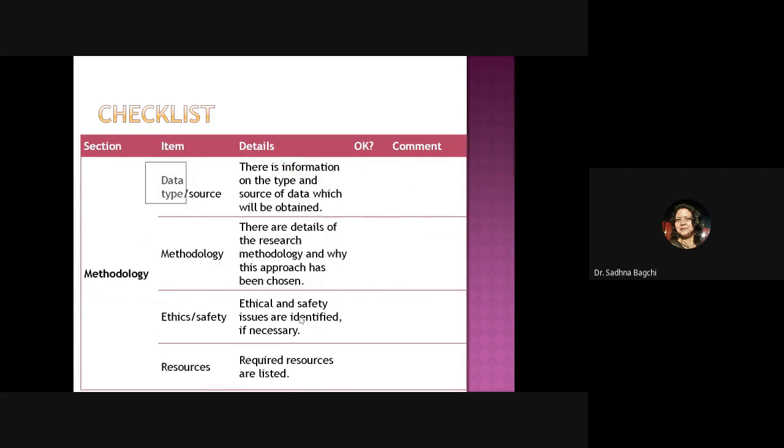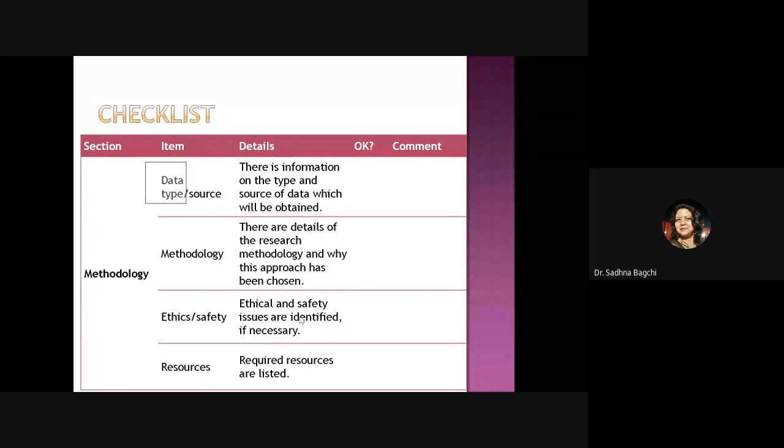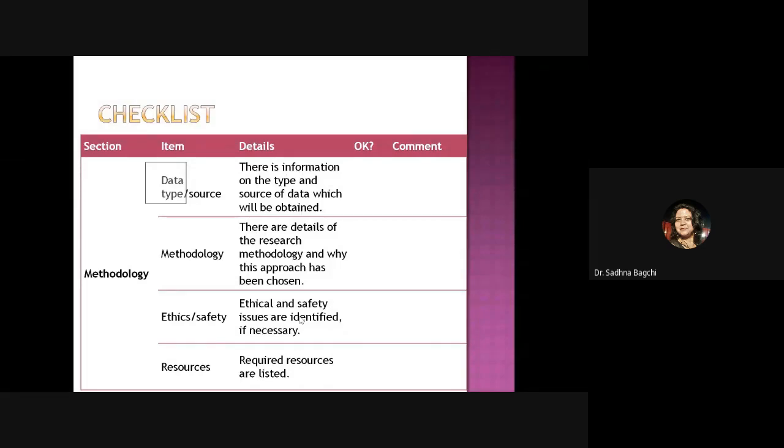Now, the methodology must include these things: data types and sources. There is information on the type of source of data which will be obtained. Methodology: there is detail of the research methodology and why this approach has been chosen. You must mention this in your methodology part.